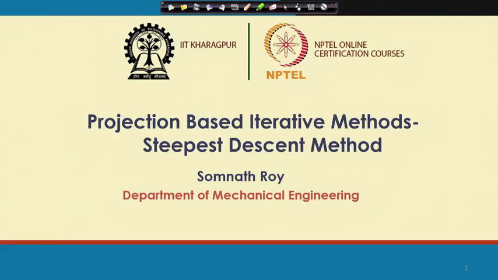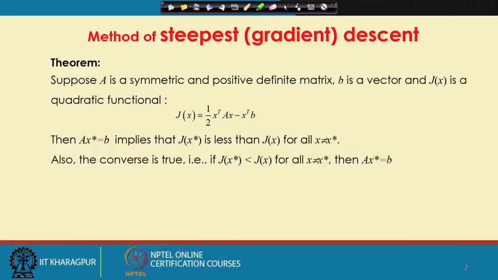So, we look for some other iterative techniques, and from here we will start discussion on other iterative techniques, and a class of techniques named Krylov space will follow later from this discussion. We will start with projection based iterative methods, and the particular method I will try to discuss in these one or two sessions is the steepest descent method. This is also known as gradient descent or gradient search method.